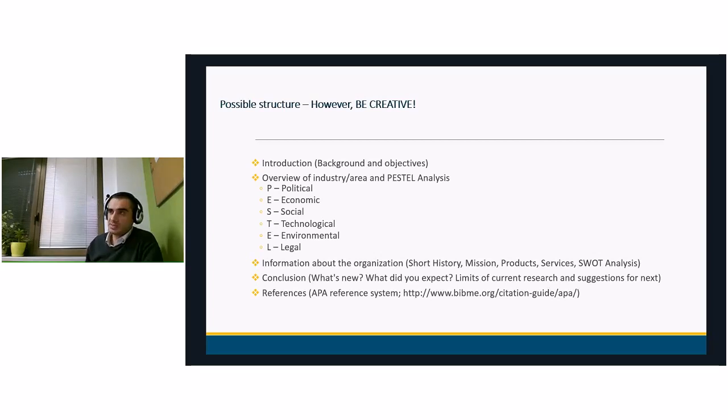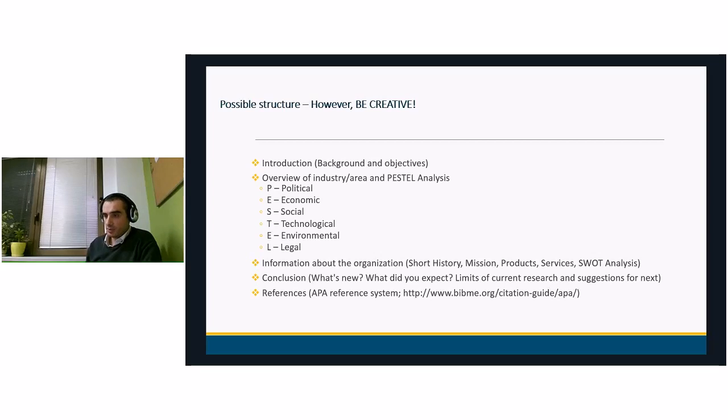What's new? What is the explanation? Why did you get the results that you got? Maybe you expected something different and you received different results, so you have to explain this. What are the limits of the current research? For example, now we have only 7 days. You can stress this, but apart from this, maybe you didn't find some documents. And what would you suggest for the person who will make the next research related to banking or etc.?